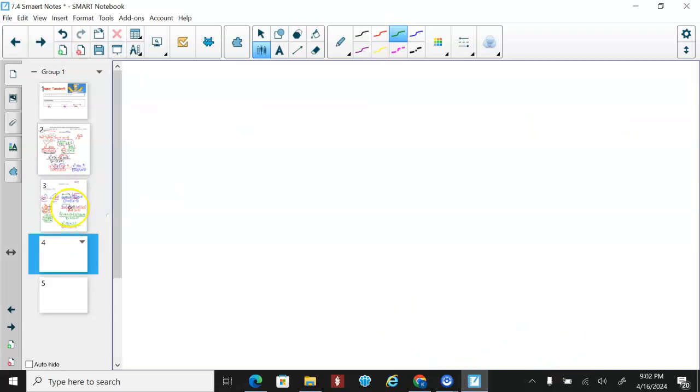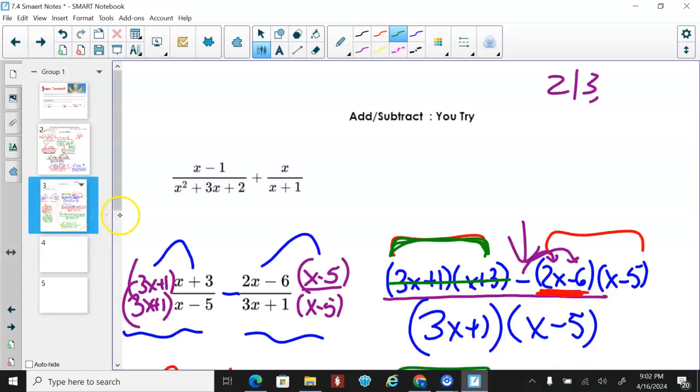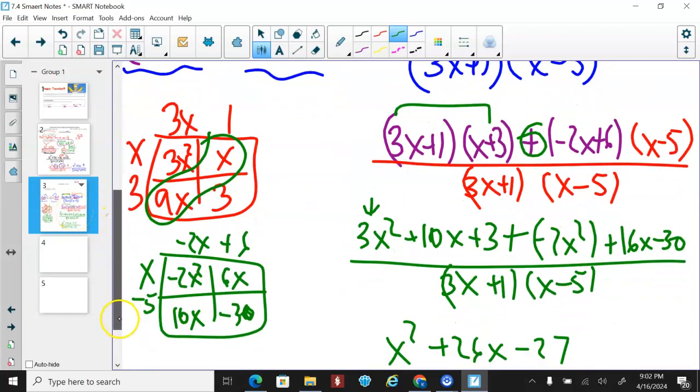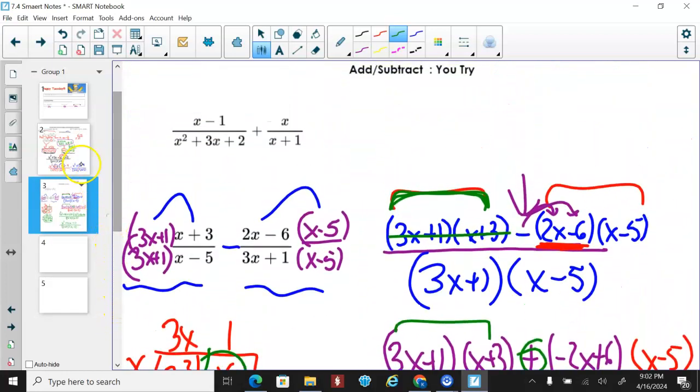All right, and that was it for adding and subtracting for UTry. Now, I'm going to make a video of the tic-tac-toe examples and then also add it to my eClass.